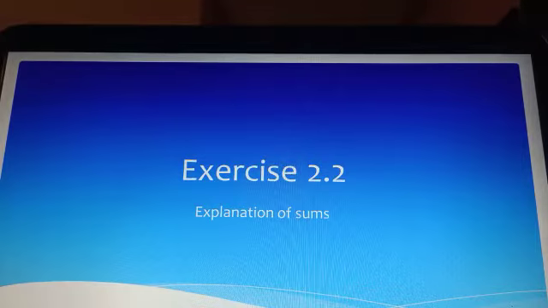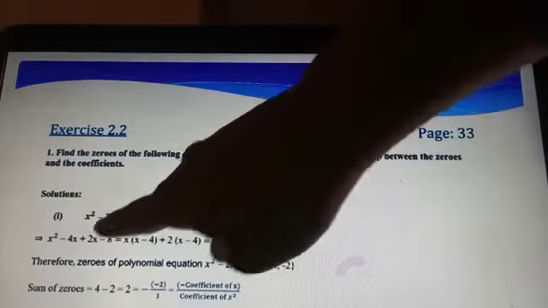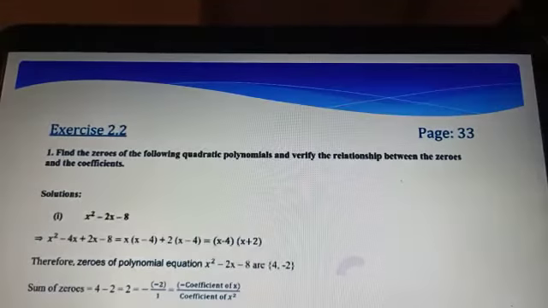Exercise 2.2, explanation of sums. First one: find the zeros of the following quadratic polynomials and verify the relationship between the zeros and the coefficients. The question given here is x square minus 2x minus 8.